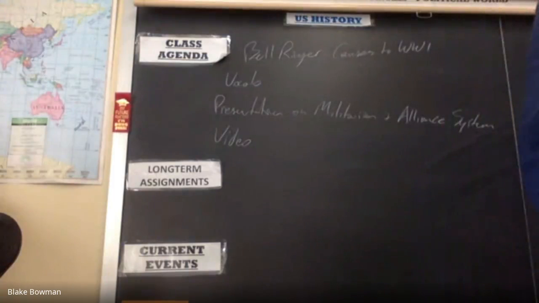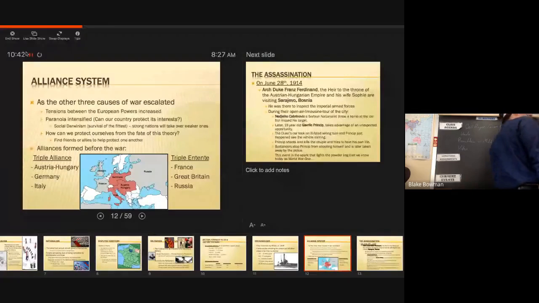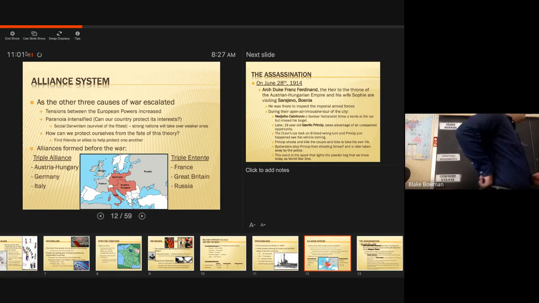Italy won't stay on that side for too long. They'll later jump ship. And to try to combat this Triple Alliance, we have the Triple Entente. So France and Great Britain, we knew that they're allied together, right? That naval arms race, the Franco-Prussian War, we knew those two countries were trying to form an alliance because they saw what Germany was becoming.